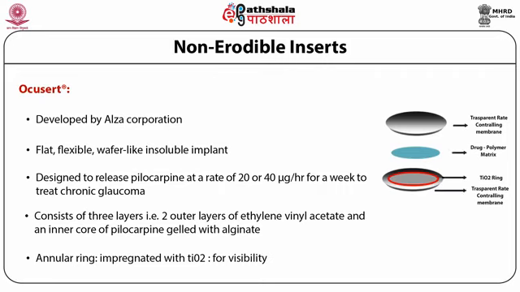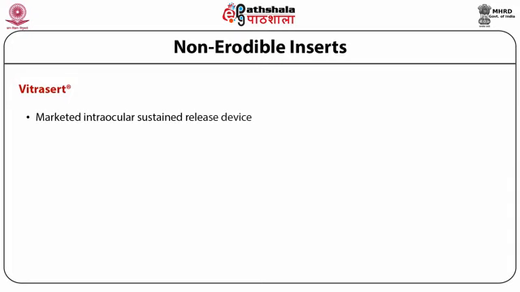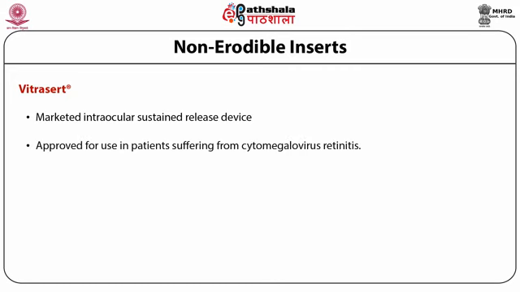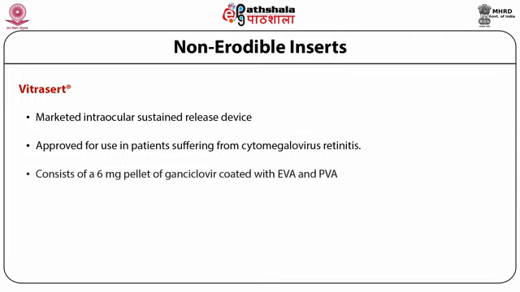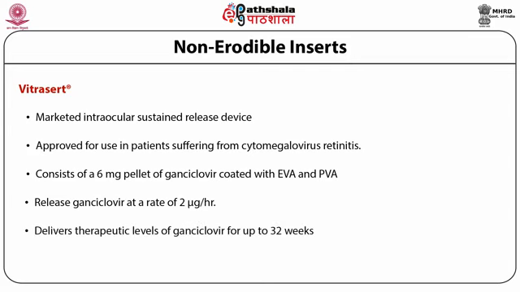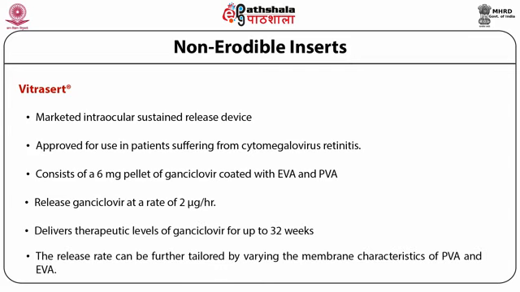Lacrisert. It is another marketed intraocular sustained release device approved for treating cytomegalovirus retinitis. It consists of a pellet of ganciclovir, that is 6 mg, and coated with ethylene vinyl acetate and polyvinyl alcohol, and is designed to release ganciclovir at a rate of 2 microgram per hour for up to 32 weeks. This rate can be further tailored by varying the amount of polyvinyl alcohol and ethylene vinyl acetate.